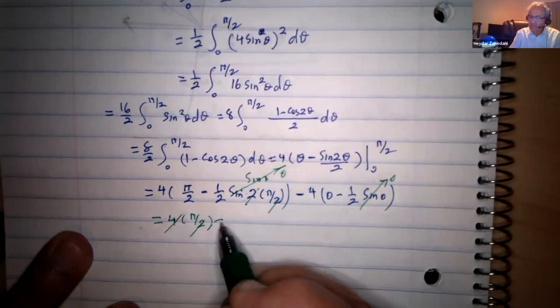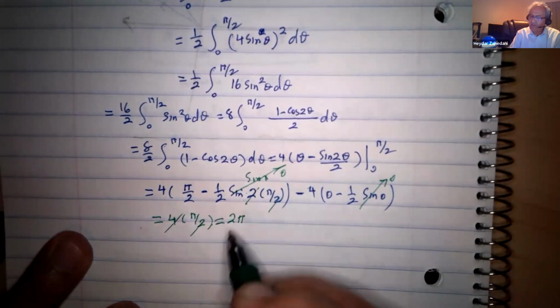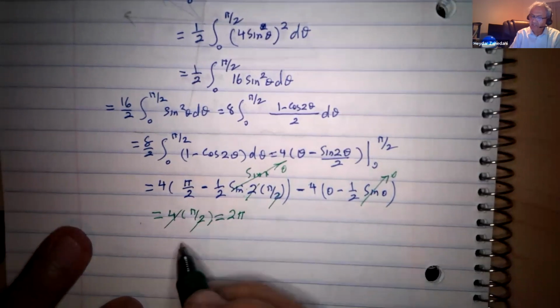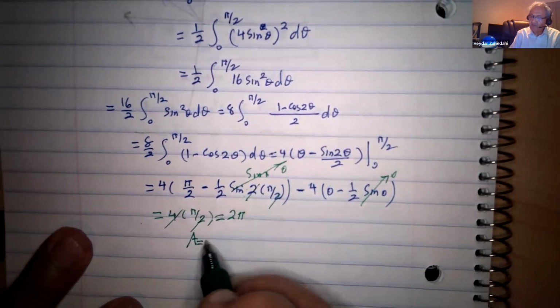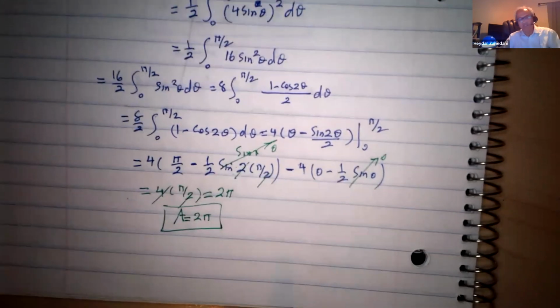So 4 and 2 simplify, that gives you what? That gives you 2 pi. So the area is going to be 2 pi. The area of that right circle.